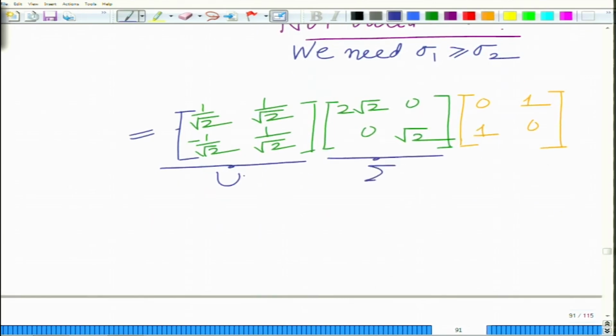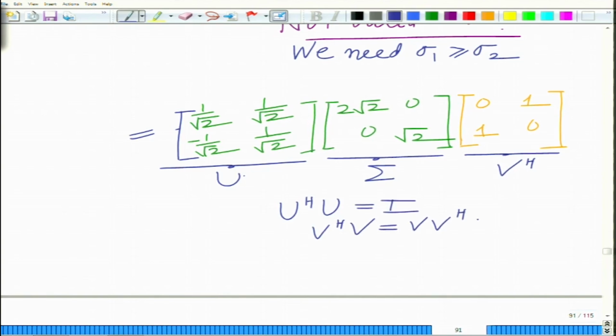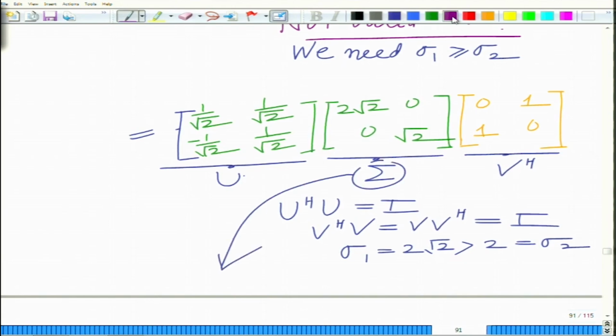Okay, and this is now your matrix U, this is now the matrix V Hermitian, and you can see it now satisfies all the properties. For instance, U Hermitian U equals identity, V Hermitian V equals V V Hermitian equals identity, and sigma 1 equals 2 square root of 2, which is greater than 2, sigma 2. So, singular values are arranged in decreasing order, and this is the diagonal matrix of singular values.